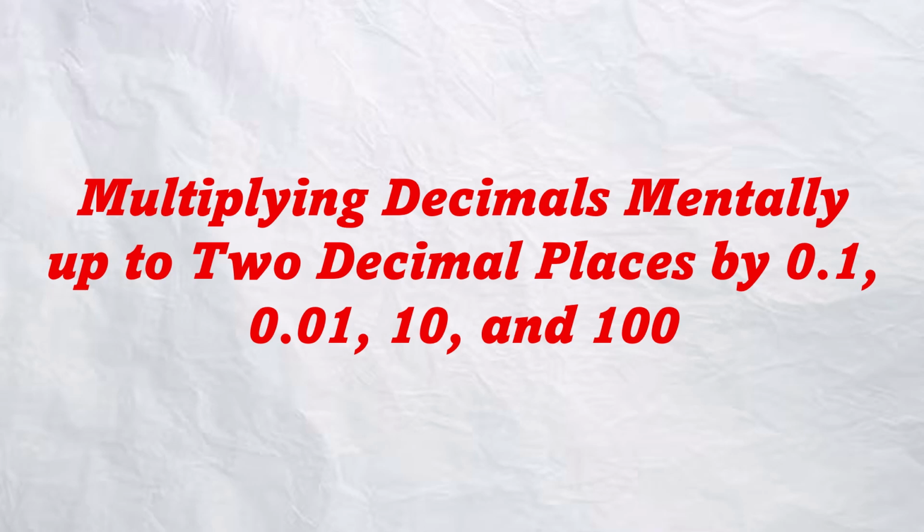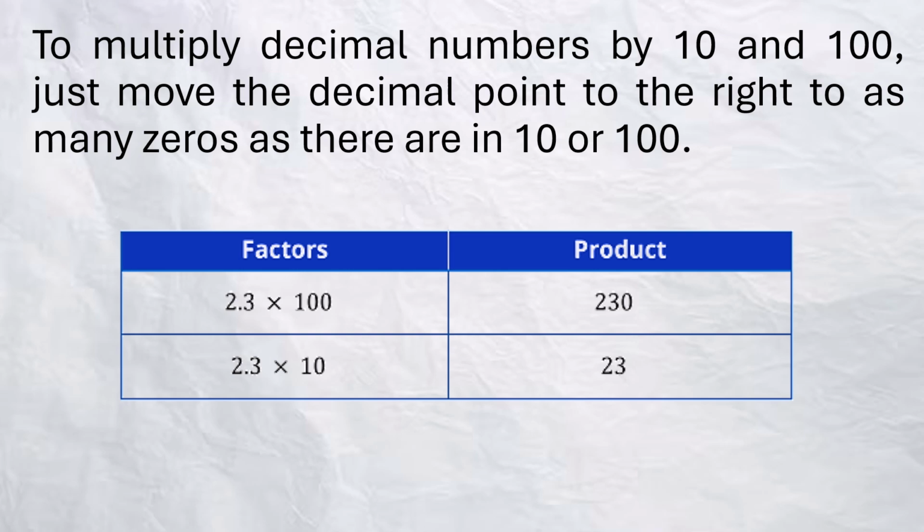For today's lesson, we'll be discussing multiplying decimals mentally up to two decimal places by 0.1, 0.01, 10, and 100. To multiply decimal numbers by 10 and 100, just move the decimal point to the right as many places as there are zeros in 10 or 100. So in short, you don't have to multiply just like how you multiply decimal numbers. There is a shortcut method to do it, just like this one.